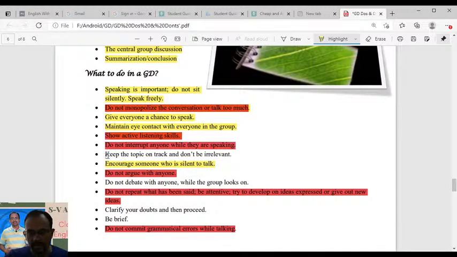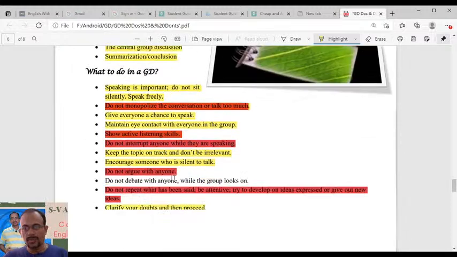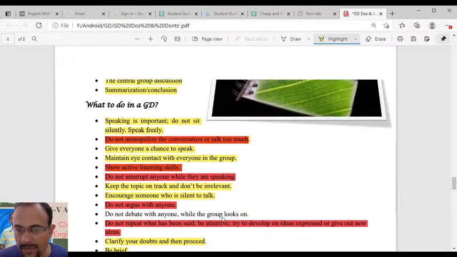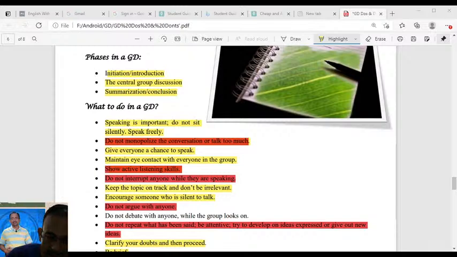Okay, then keep the topic on track and don't be irrelevant. Okay, keep the topic on track. Then you shall get more marks. Right. Clarify your doubts and then proceed, and then be brief, very important. Just don't blah blah, you have to be very brief in your presentation. Okay, so dear students, I hope I have covered some of the characteristics of the GD, some do's and don'ts, and what are the qualities you need to develop to be able to participate in a group discussion.